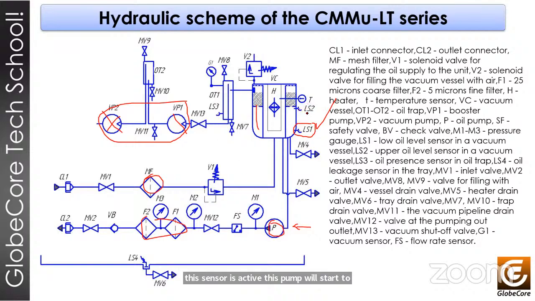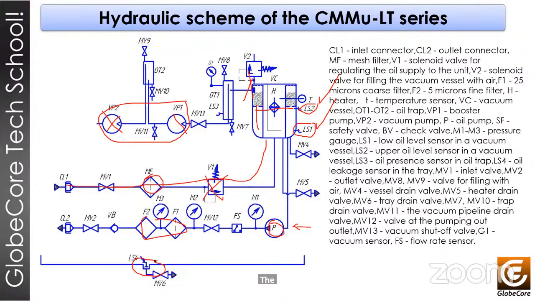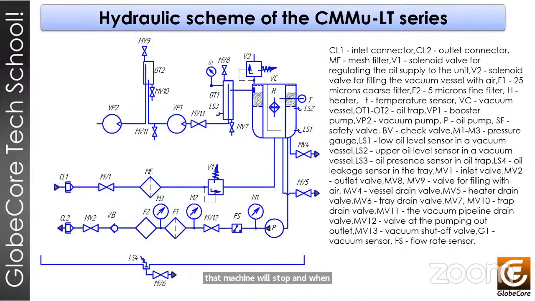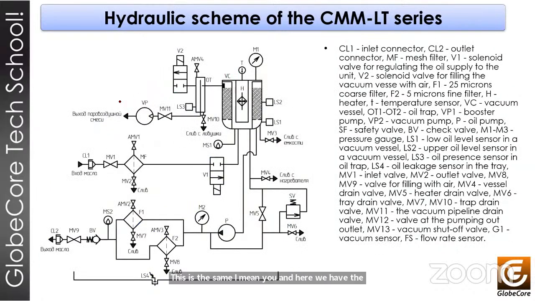We have the LS2 sensor. When this sensor is activated, the level inside of the machine is too high. That means the machine will automatically close the inlet and close the line of vacuum to stop the inlet of oil to the machine. And here we have the LS4, the dry sensor of the machine. That means if this sensor is activated, maybe we have leaks, and the machine will stop when this sensor is activated.